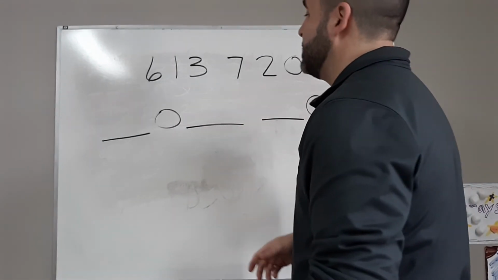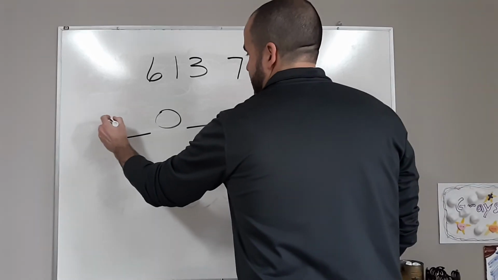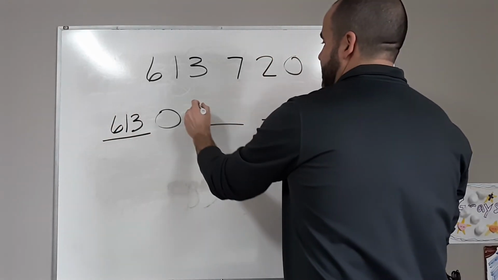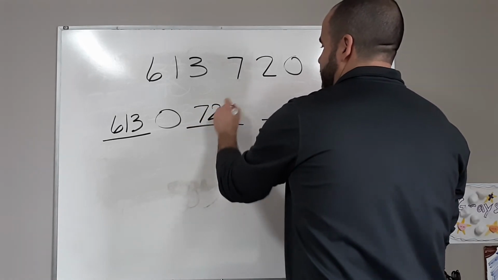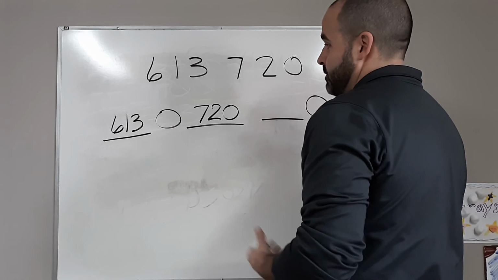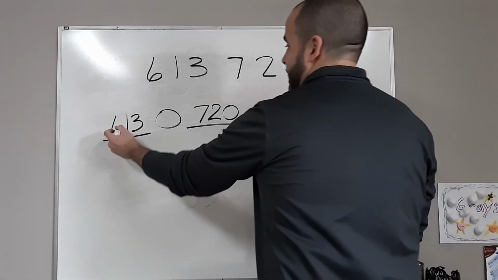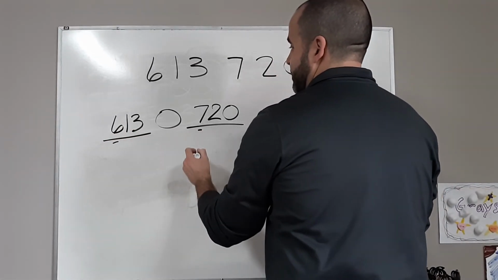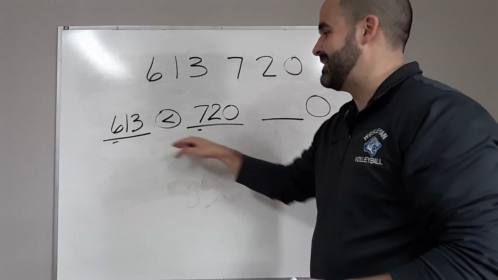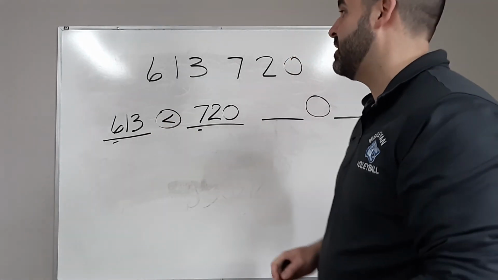Now, pairs of 3-digit numbers mean 3 digits are in the number. 1 digit, 2 digit, 3 digits, and 1 digit, 2 digit, 3 digits. So you just go straight across on the first one, 613. And now I can look at it. Well, I have a 6 here, 7 over here. Obviously, this one's greater than. So 613 is less than 720. So that's one way you could do it.